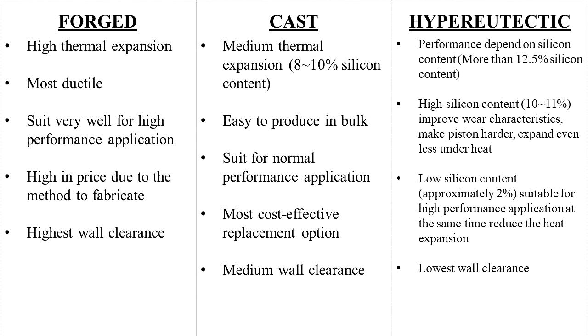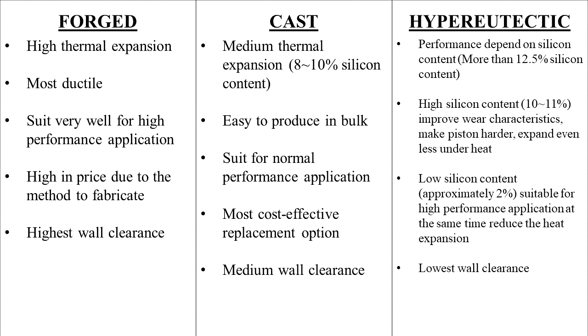Okay, next, the cast piston. The cast piston has medium thermal expansion. It typically has 8 to 10% silicon content. It is easy to produce in bulk, so it is cheap and the most cost-effective replacement option. It is suited for normal performance applications, and it has medium wall clearance.